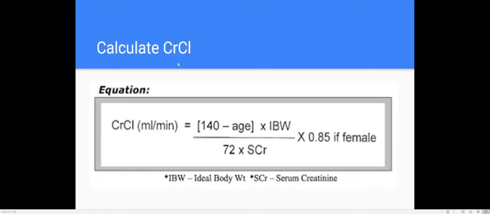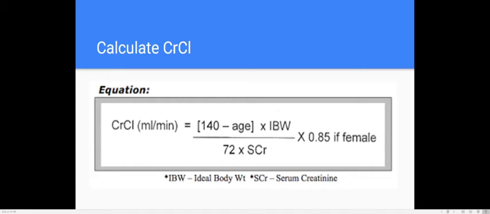Calculating creatinine clearance. This is a common calculation on your tests. They like to combine multiple calculations with ideal body weight, which is on the next slide. This calculation is 140 minus your age, times ideal body weight, divided by 72 times serum creatinine. And if they're female, times 0.85. That's another key point they get you on in the exam. If you're in a rush and forget to multiply by 0.85, you're going to get the completely wrong answer, and you're going to be crying.